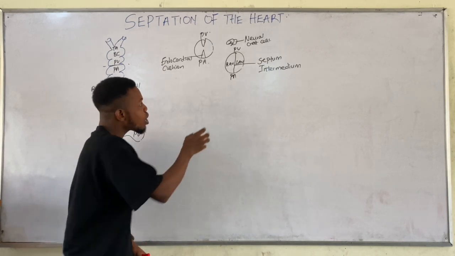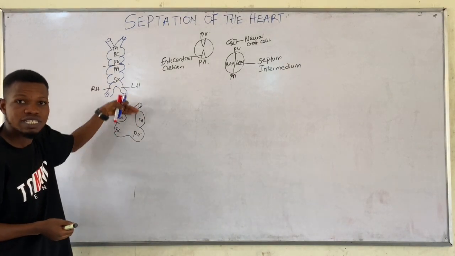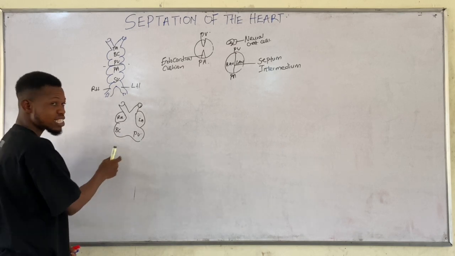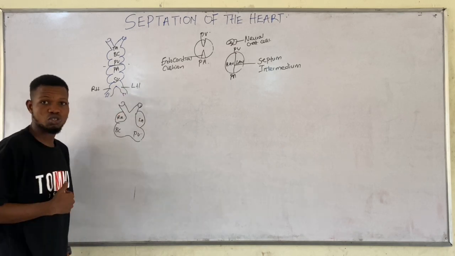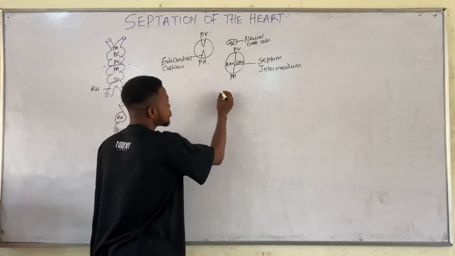Now you are going to understand this clearly when we do a coronal section of this heart tube. Of this heart. Now let's do a coronal section. So let's do a coronal section of this. Then it will be like this.